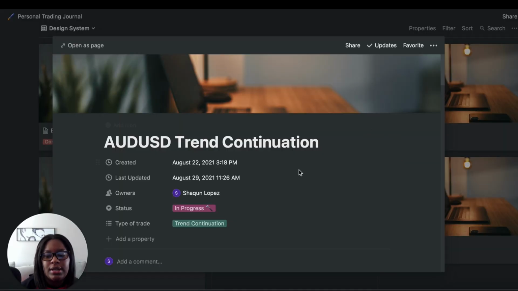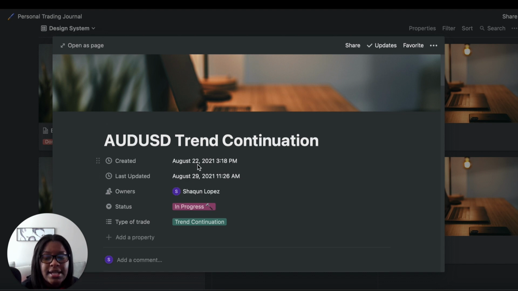I want to show you guys how I am tracking my Australian dollar trade, and I'll show you guys how I tracked the past trade that took profit, I think it was last week or the week before. So this is my Australian dollar. And as you guys can see, I have it named as trend continuation because it will be a trend continuation trade to the downside.